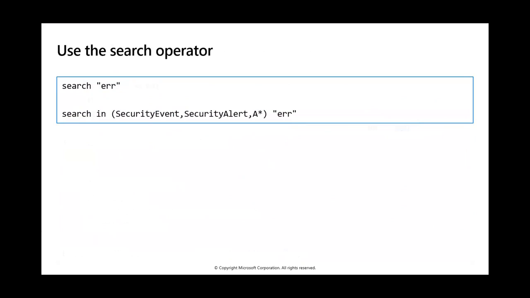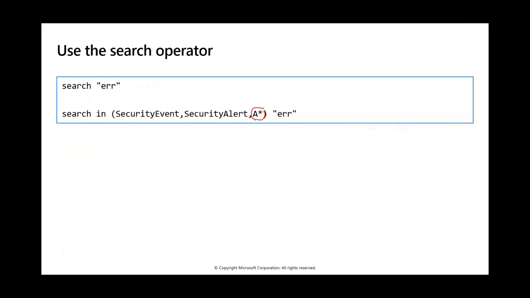And the second statement will search for ERR in tables, but only in specific tables like security events, security alerts, and all of the tables that start with an A. Comma separated values, and we can use a function here with a wildcard or an asterisk. If we remember a table name that starts with an A, but we don't remember the name of the table, we can use this operator, separated by a comma, A uppercase and then an asterisk, and it will retrieve all of the table names that match that condition.